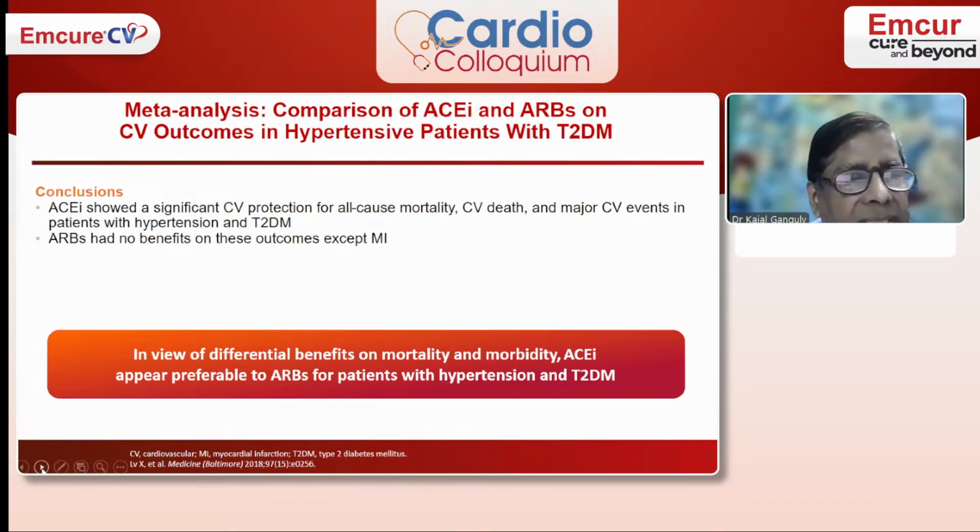So the conclusion is that ACE inhibitors showed significant CV protection for all-cause mortality and CV death in hypertensive patients with type 2 diabetes mellitus. ARB has no beneficial effects on the outcome except MI, but that is also controversial. We shall come to it. In view of differential benefits on mortality and morbidity, ACE inhibitors appear preferable to ARB for patients with hypertension and type 2 diabetes.